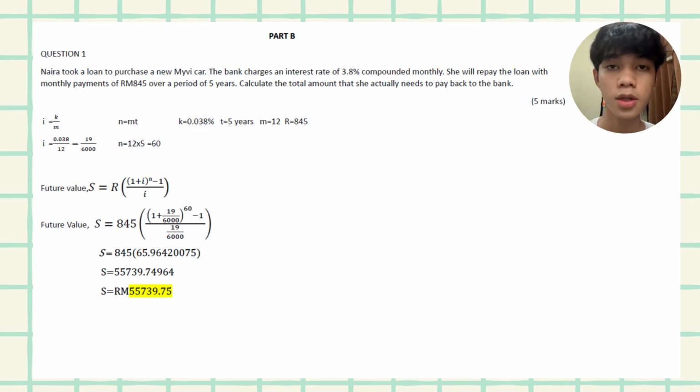So, let's bring out the information given. K equals 3.8%, T equals 5 years, M equals 12, R equals 845, I equals 0.038 over 12, and we will get 19 over 6,000. And n equals 12 times 5, so n will be 60. Then fill the values into the formula, which is S equals R bracket (1 plus I) to the power of n minus 1 over I. So S equals 845 bracket (1 plus 19 over 6,000) to the power of 60 minus 1, over 19 over 6,000. And then we will get the final answer, RM55,739.75.